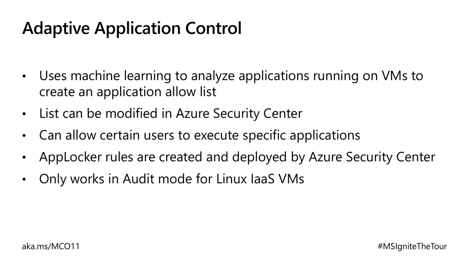With adaptive application control, this is really cool. You turn it on, and then it watches the application execution on your VMs in the subscription. It builds up a profile of which applications you're running on a regular basis. Then it'll give you a list of those, and you can say, right, I'm going to whitelist these applications. And if the application isn't on the whitelist, it will not execute within the VM.